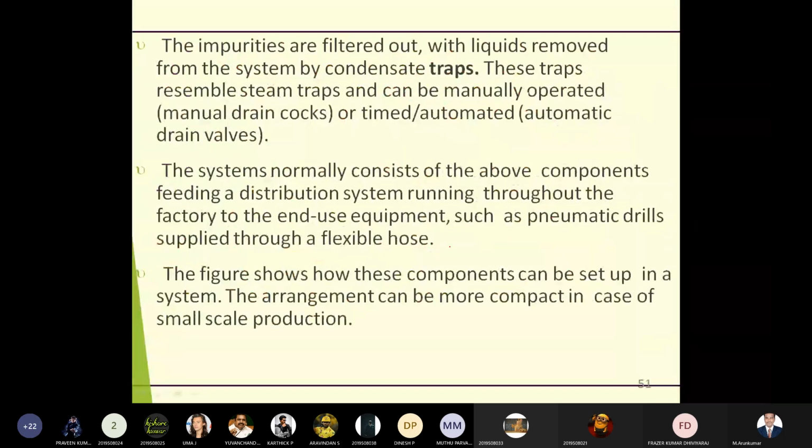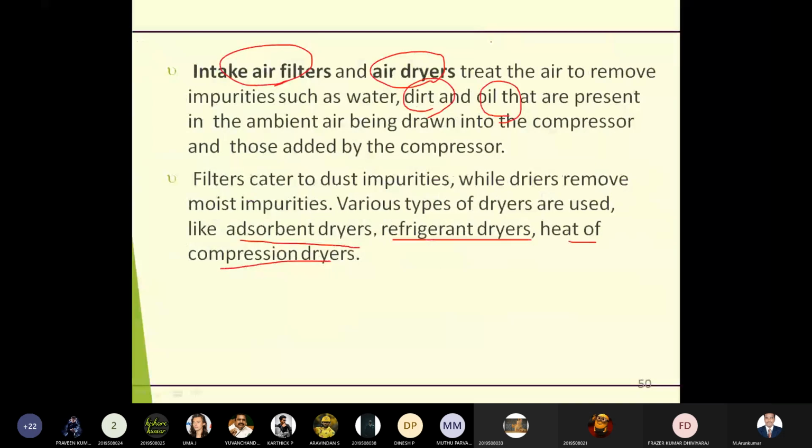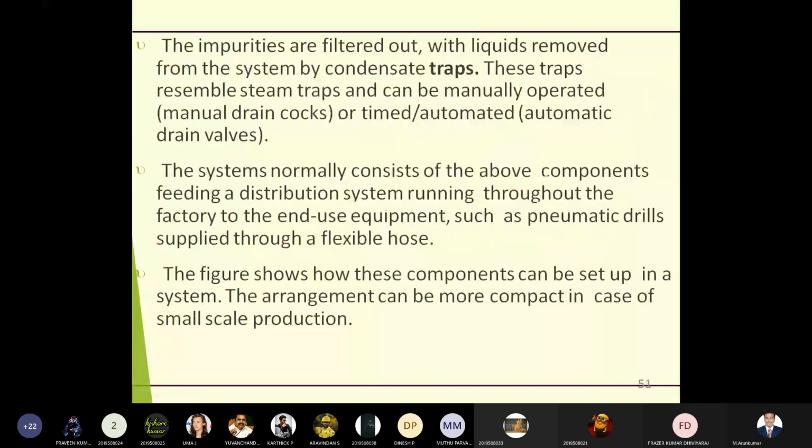Then the impurities are filtered out, with the liquids removed from the system by condensate traps. These traps resemble steam traps and can be manually operated, timed, or automated. So actually these are releasing valves, right? We have a manual drain choke and automatic drain valves. This is for the impurities with the liquids. We also have pressure relief valves to remove these impurities with the liquids.